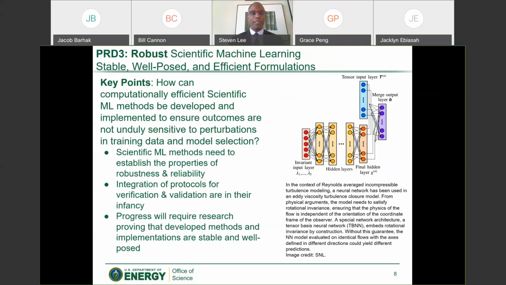In considering all the different ways that machine learning could be used for science, we identified 3 main use cases, and I will step through those now.